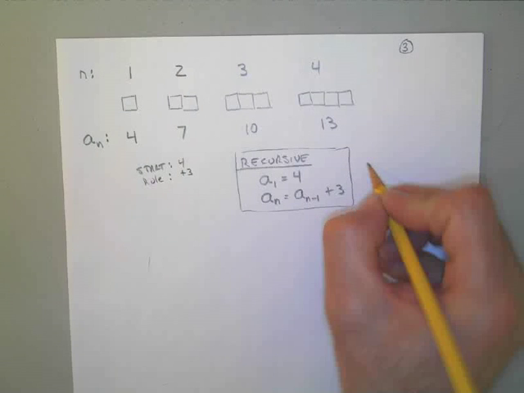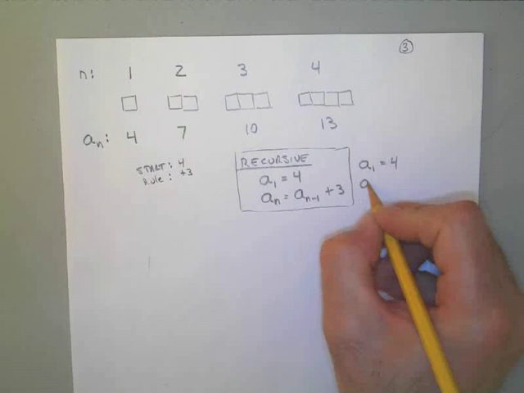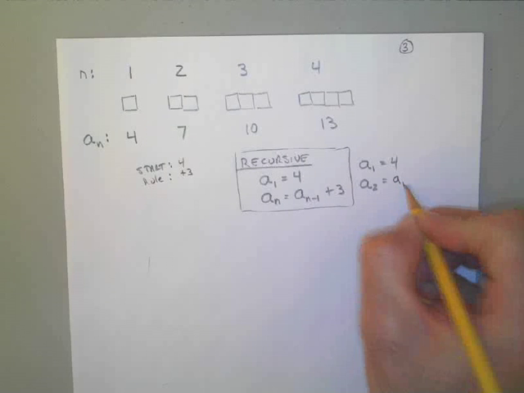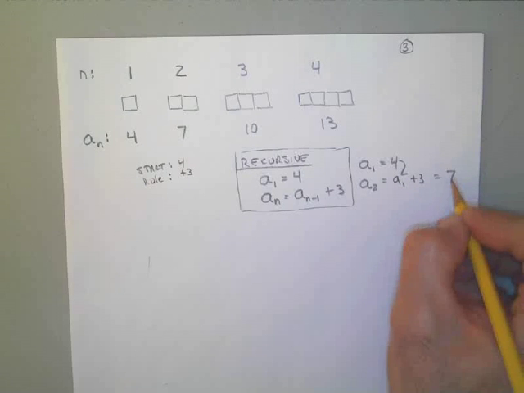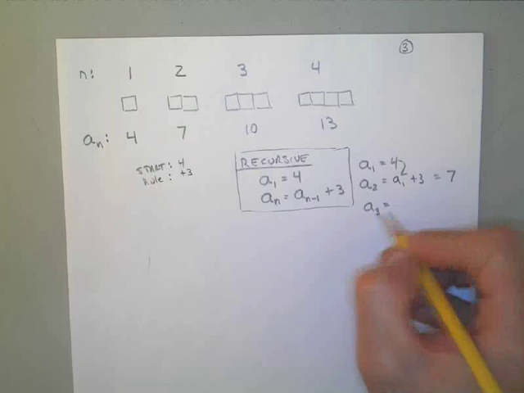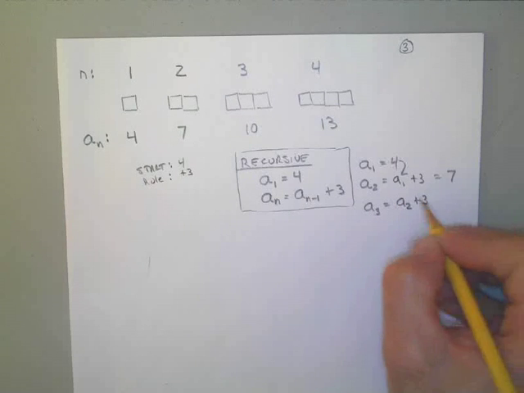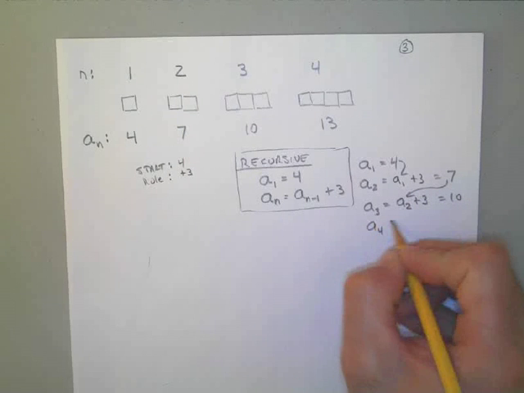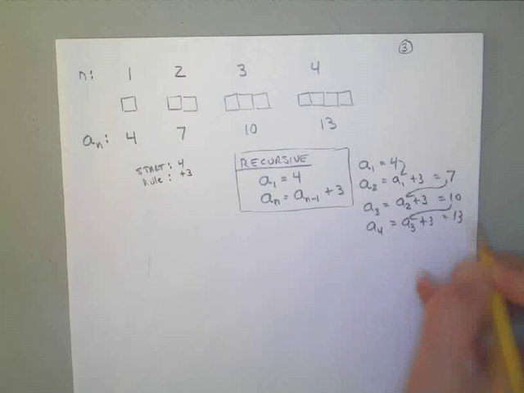So this is how it would work. The value of a1 equals 4. The value of a2 equals a1 plus 3. And we know that a1 is 4, so that's 7. The value of a3, if that's n minus 1, would be a2, or the previous term, plus the rule. We know that that's 7 plus 3 is 10. And it continues to go so on and so forth.